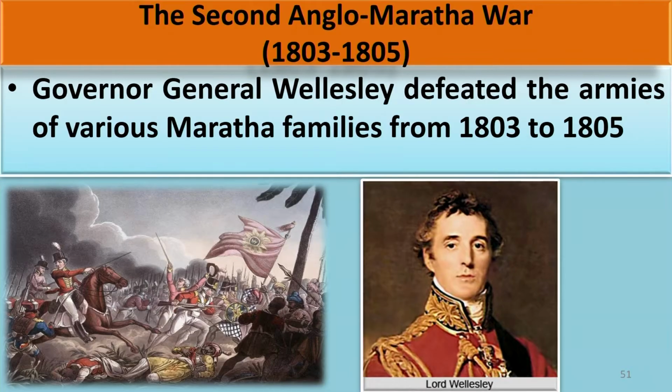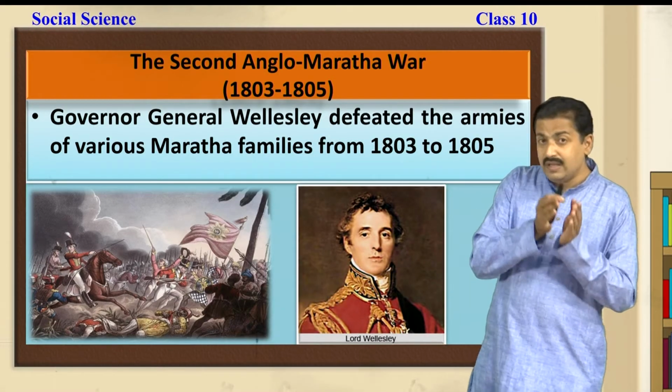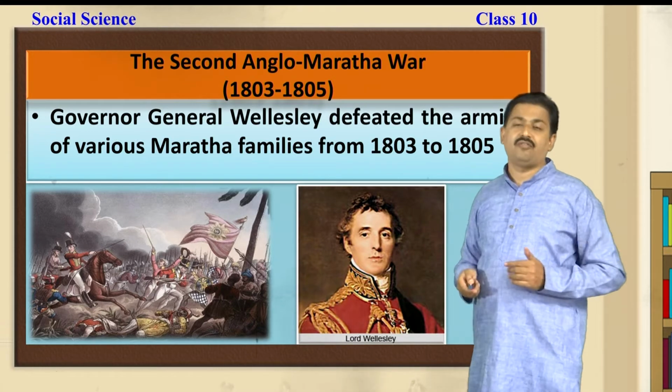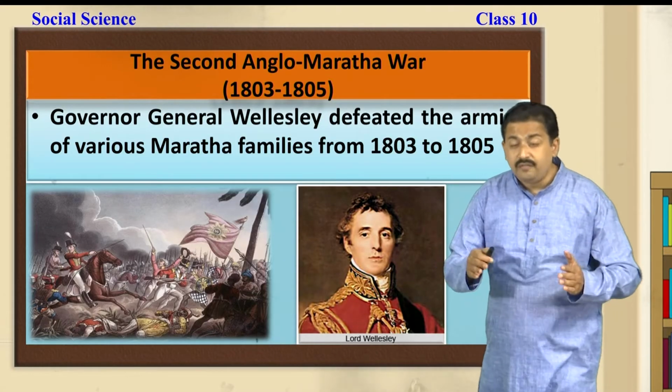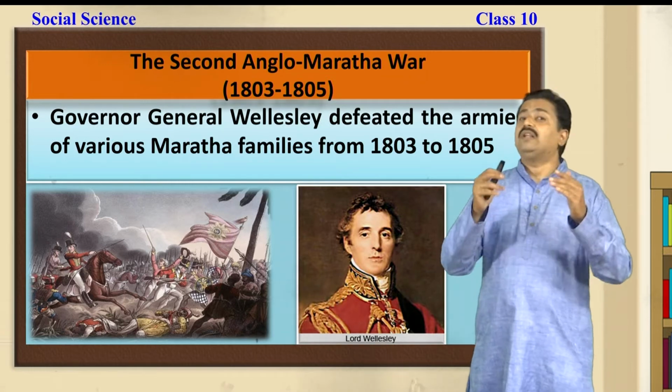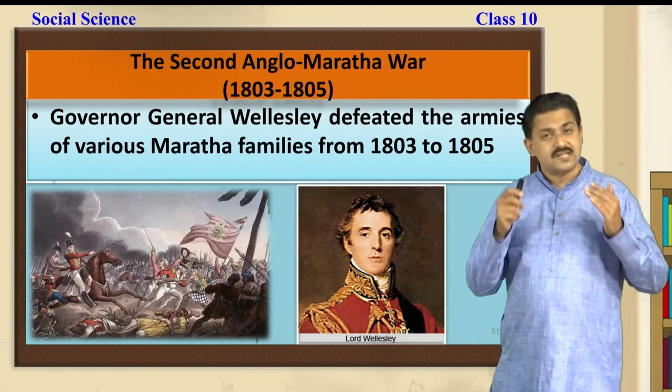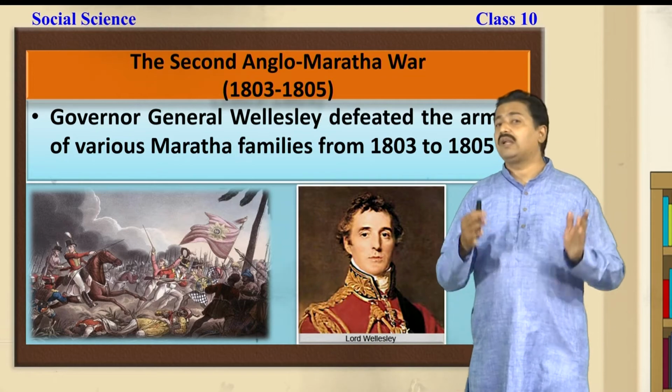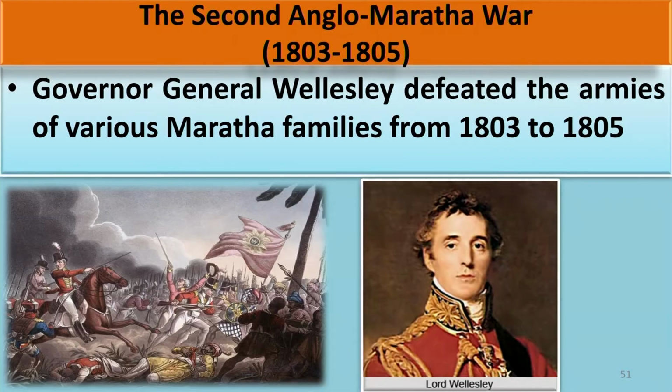So, the war broke out in the year 1803. Governor General Wellesley defeated the combined army of Holkar, Bhonsle and Gwalior between 1803 and 1805. With their defeat, they were also made to accept subsidiary alliances. So, this is the Second Anglo-Maratha War.